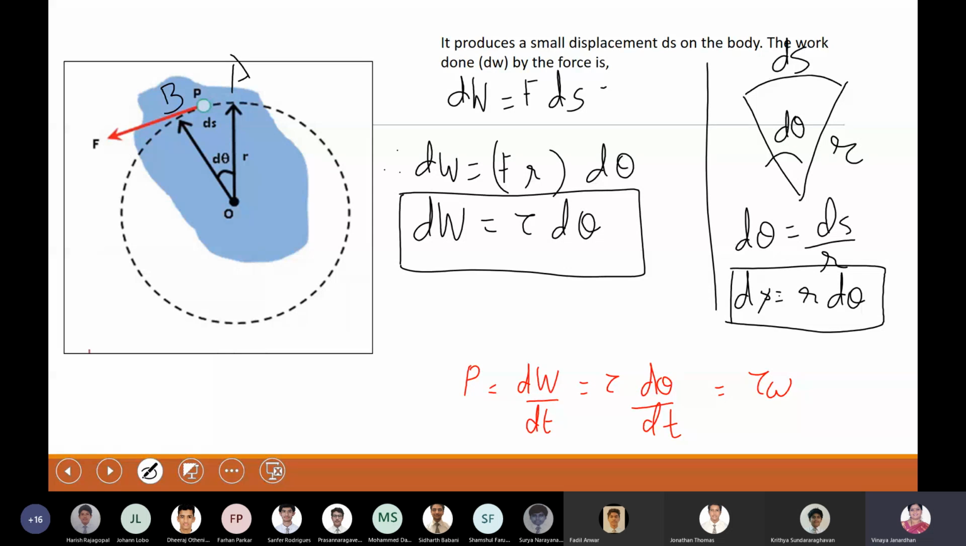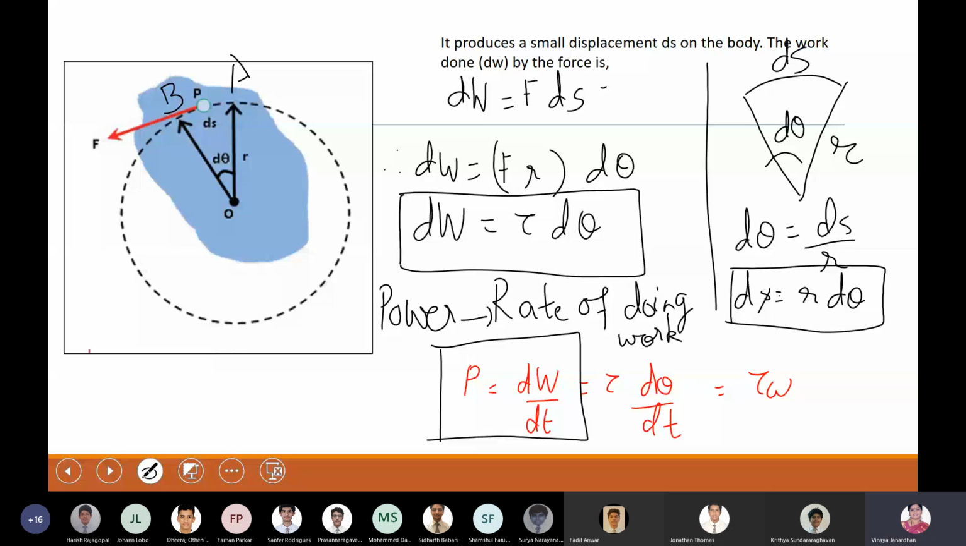So then what is the power developed? How do you define power? Power is the rate of doing work. How fast you do your work, that is power. So power is the rate of doing work. P is equal to dW by dt.